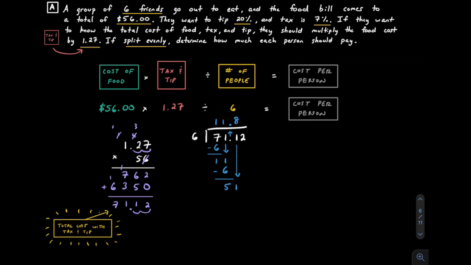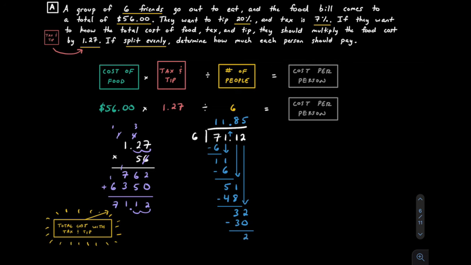Put an 8 up here in our quotient. 8 times 6 is going to be 48. Write that down here and subtract to get a remainder here of 3. Here we're going to bring this 2 down to join with 3 to make 32. 6 fits into 32 5 times because 5 times 6 is 30. And write that down here and subtract to get a remainder here of 2.